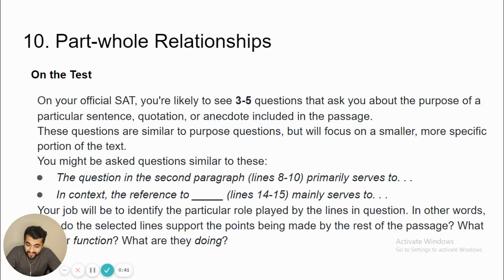You might be asked questions similar to these. The question in the second paragraph, lines 8 to 10, primarily serves to... In context, the reference to A, lines 14 to 15, mainly serves to... Your job will be to identify the particular role played by the lines in question. In other words, do the selected lines support the points being made by the rest of the passage? And what is their function and what are they doing?